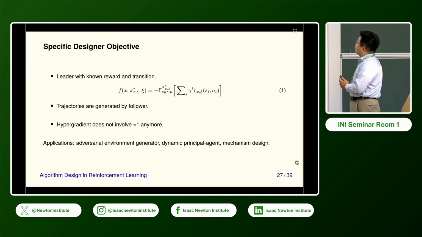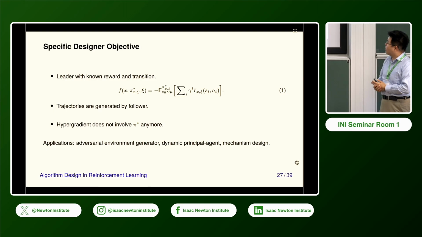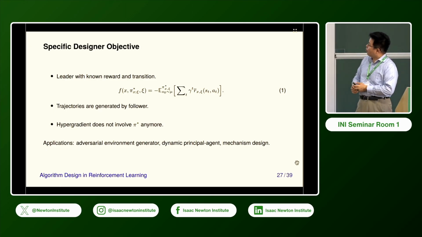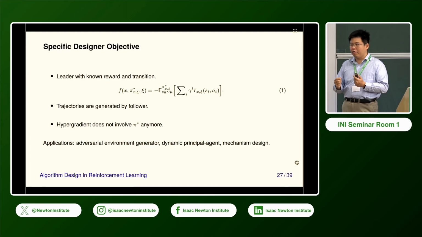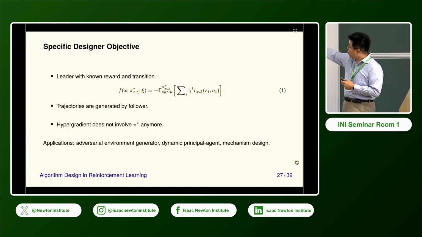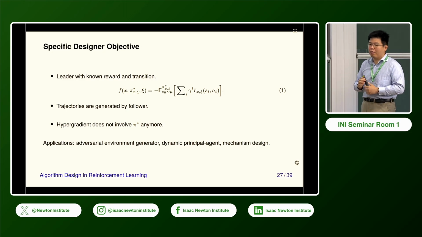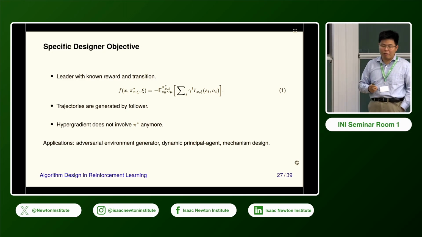And now I'm going to discuss a little bit further, because in the hypergradient form you will still realize that the leader needs to define its objective function, and the leader needs to take the gradient with respect to pi star. And that part, you will still need some information about this optimal policy.